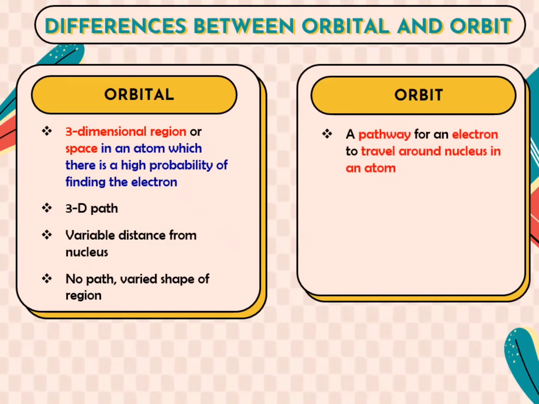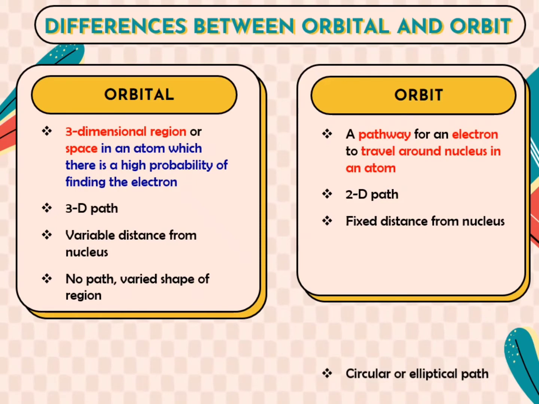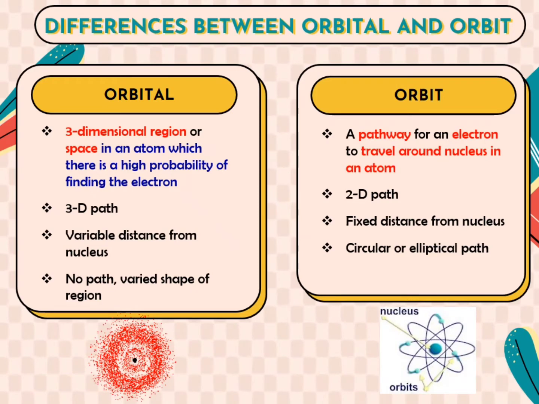But for orbit, it is a pathway of an electron to travel around the nucleus in an atom. It is like the earth going around the sun. So it has its own path. That is orbit. Okay, and for orbit we normally see it in the form of a 2D path, alright? And fixed distance from the nucleus. So it has a certain distance because it has shells. There is first shell, second shell, third shell and so on. So we already learned in subtopic 2.1 that we have the energy level for the electron. Circular or elliptical path.